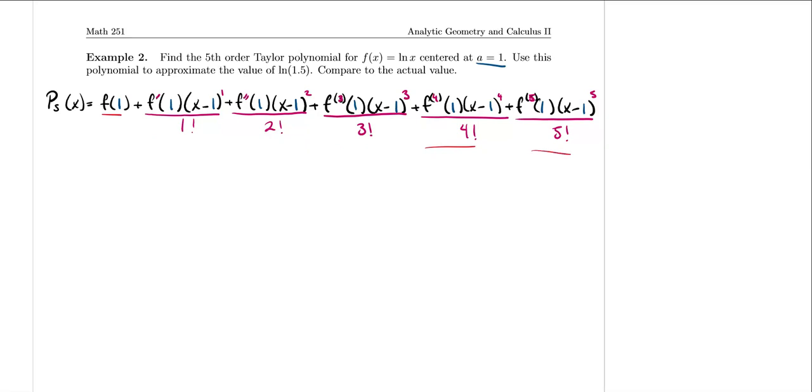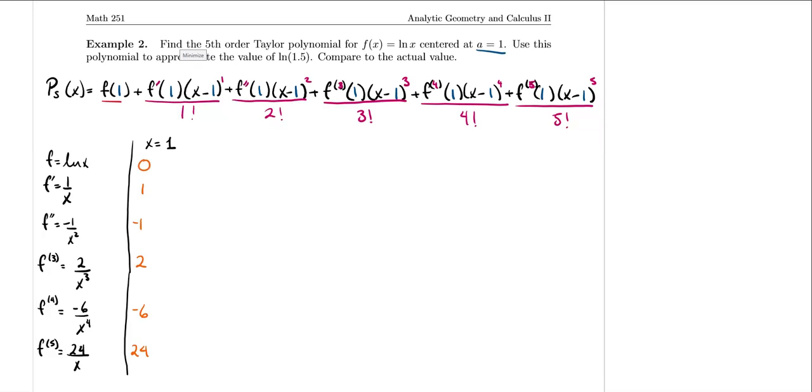So there we go. This is our fifth order polynomial approximation for f of x equals the ln of x centered at a equals 1. Now this, of course, is the general format. The actual polynomial, well, let's go ahead and figure it out. Just as I did before, I'm going to create a table with the function as well as its derivatives, and then I'm going to evaluate all of our functions and derivatives at x equals 1, our a value. All right, so let's see what we get. Okay, so this is what I got here for my derivatives and my evaluations.